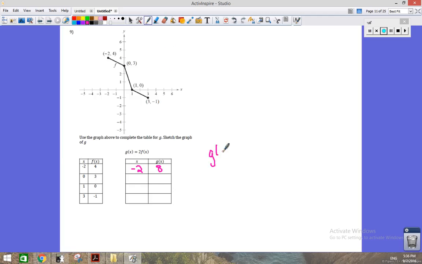If I try to determine when x is 0, what's the y-coordinate on the graph of G, I can do it through this equation, that 2 times f evaluated at 0. F evaluated at 0 is 3 from my table, and 2 times 3 is 6. So 0, 6 is a point on the graph of G.